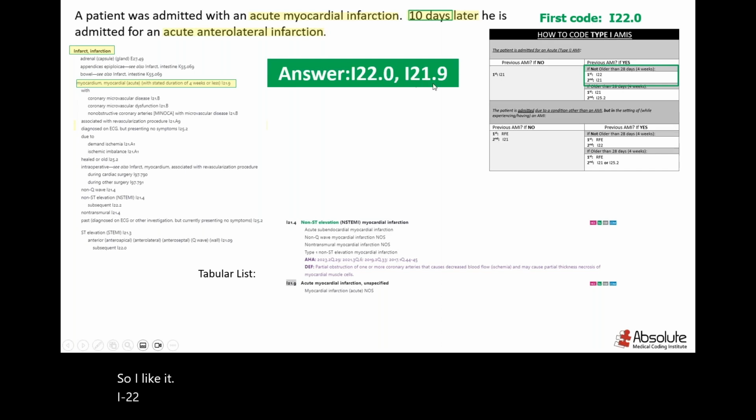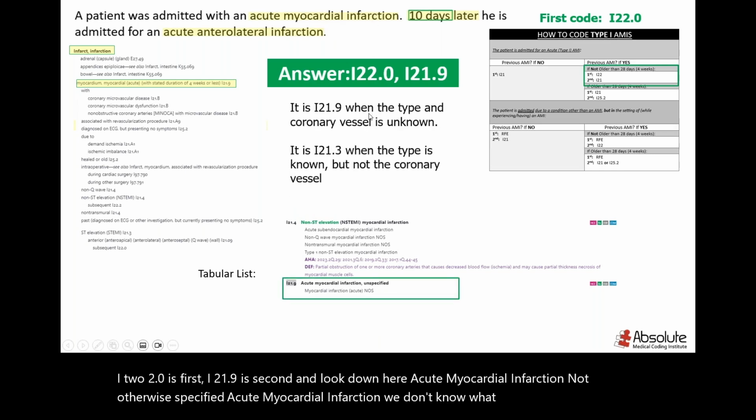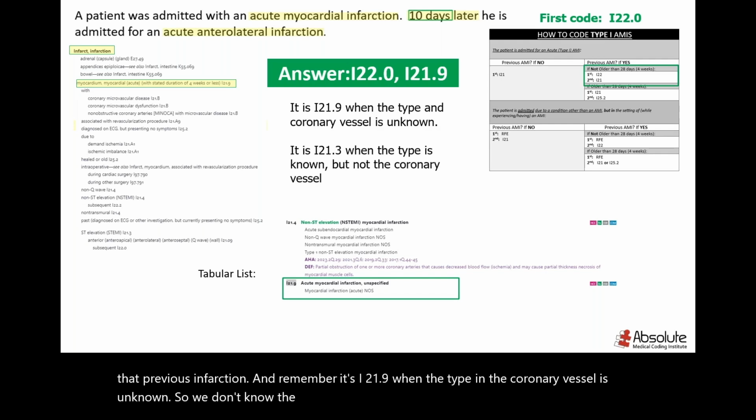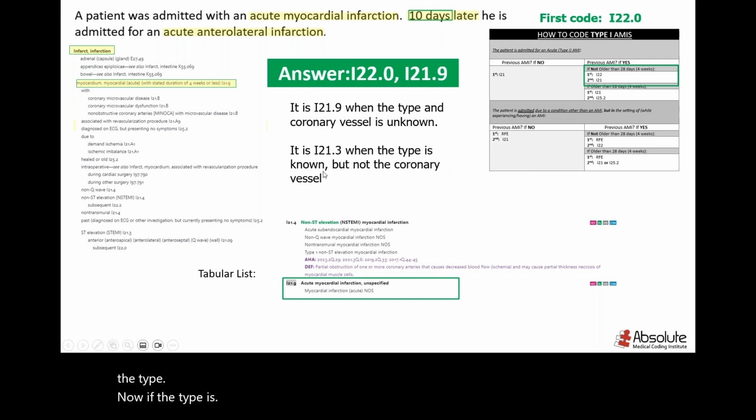I22.0 is first, I21.9 is second, and look down here: acute myocardial infarction, not otherwise specified. We don't know what type or anything about that previous infarction. And remember, it's I21.9 when the type and the coronary vessel are unknown. So we don't know the location of the infarction on the heart, and we don't know the type. Now, if the type is known and not the vessel, I21.3.